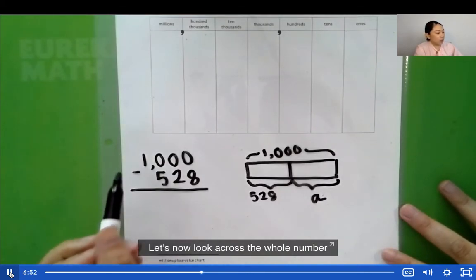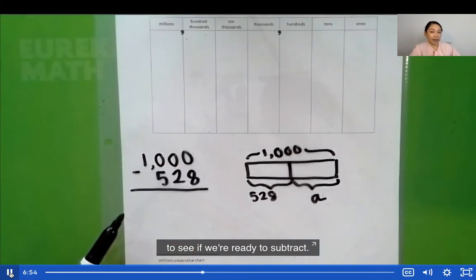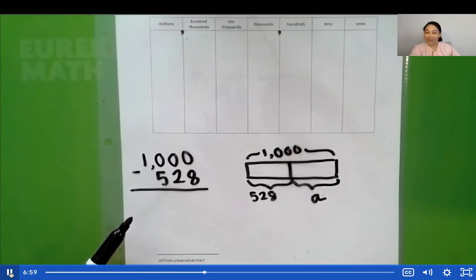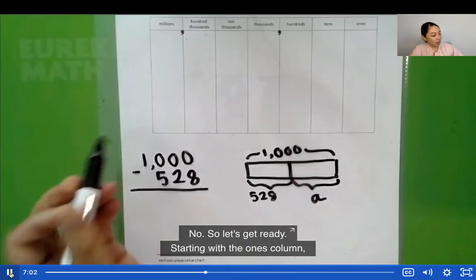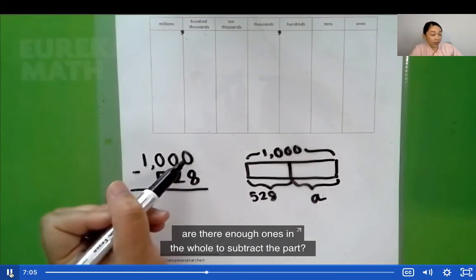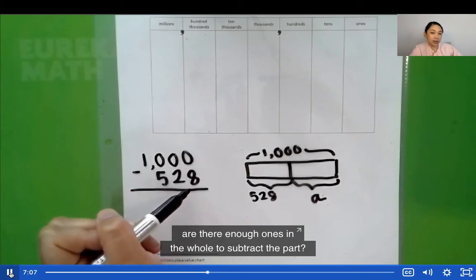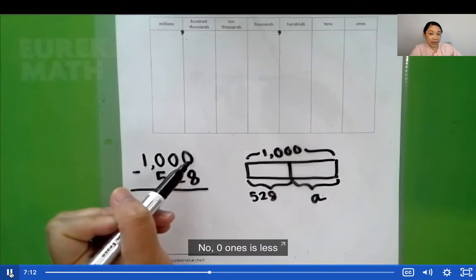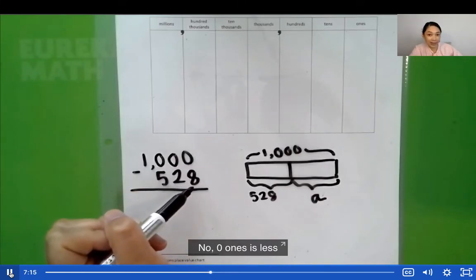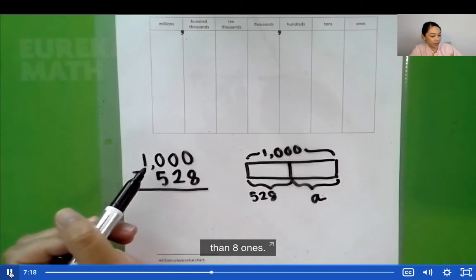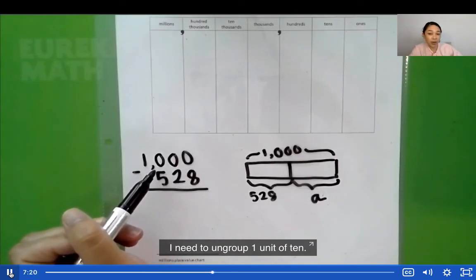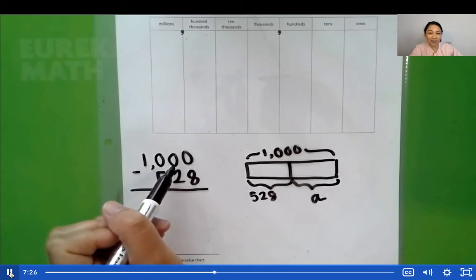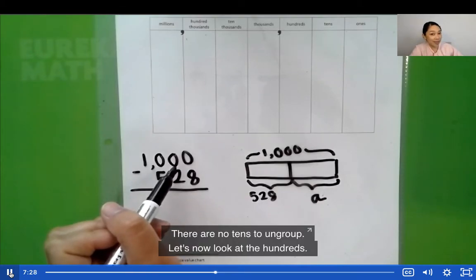Let's now look across the whole number to see if we're ready to subtract. Are we ready to subtract? No. So let's get ready, starting with the ones column. Are there enough ones in the whole to subtract the part? No. 0 ones is less than 8 ones. I need to ungroup 1 unit of 10. What do you notice? There are no 10s to ungroup.